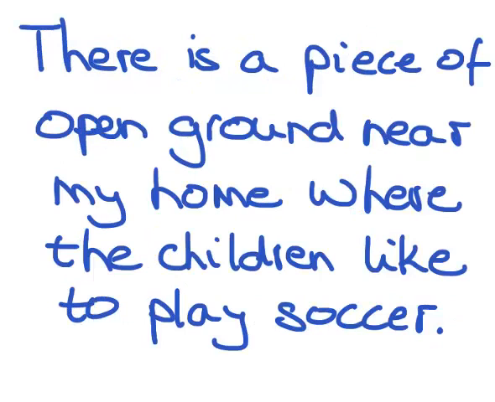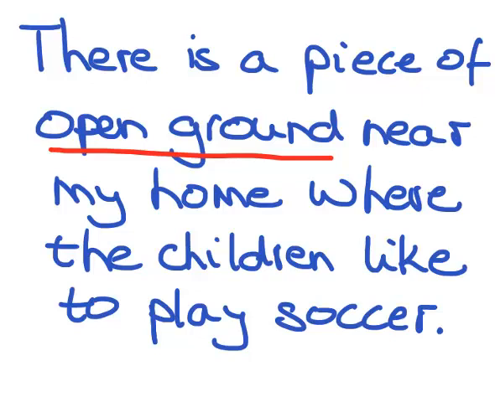How did you manage? Well, here is my first sentence. There is the phrase that I asked you to use. So I've said there is a piece of open ground near my home. That doesn't really show me what open ground means, but look at the next part of the sentence. Where the children like to play soccer. You cannot play soccer if there are buildings or trees or bits of rubble and brick. So a piece of open ground must mean a piece of flat ground.